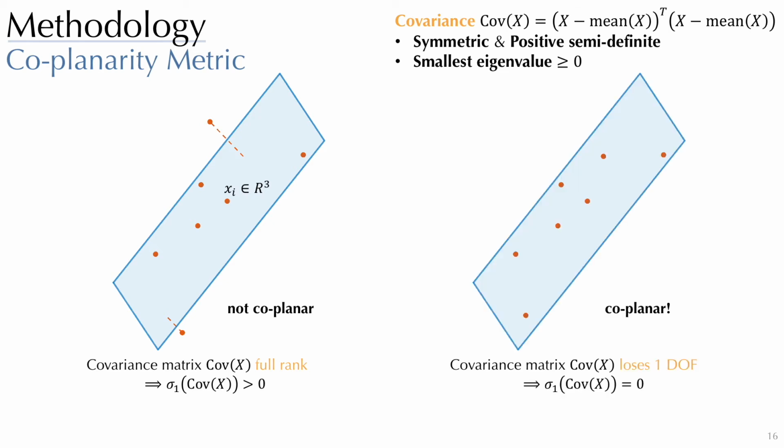On the right, we show another set of points that are coplanar. In this case, the covariance matrix of the point set loses 1 degree of freedom. Observe that in this case, the smallest eigenvalue of the covariance matrix should be 0. From these two examples, we can see that for a point set X, the smallest eigenvalue of the covariance matrix gives a coplanarity metric.